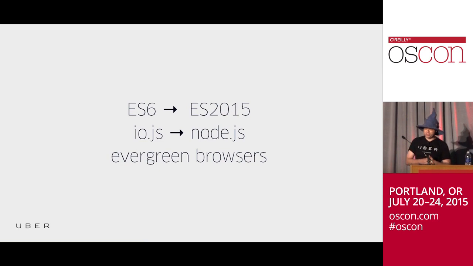I'm going to use some notation from ECMAScript 6, now known as ECMAScript 2015. I'm going to talk about things that are available today in io.js, which is now known as Node.js, and things that you will see in evergreen browsers, which are almost all browsers, right?